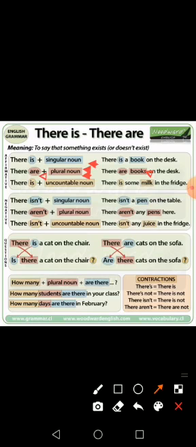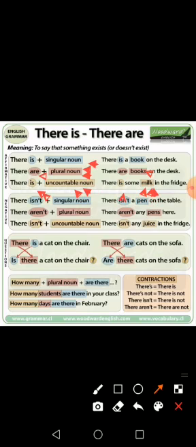Also, we use is with the uncountable noun. What does uncountable noun mean? أسماء غير معدودة, like milk. There is some milk. So I use is with uncountable nouns. There is water, for example. There is bread, right? There is honey, for example. So I use is with the uncountable noun.